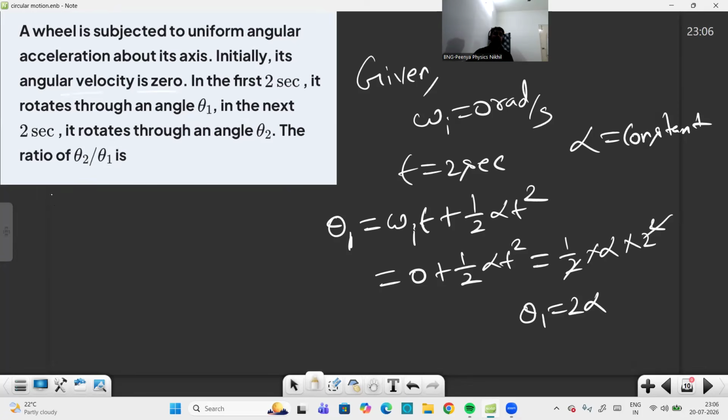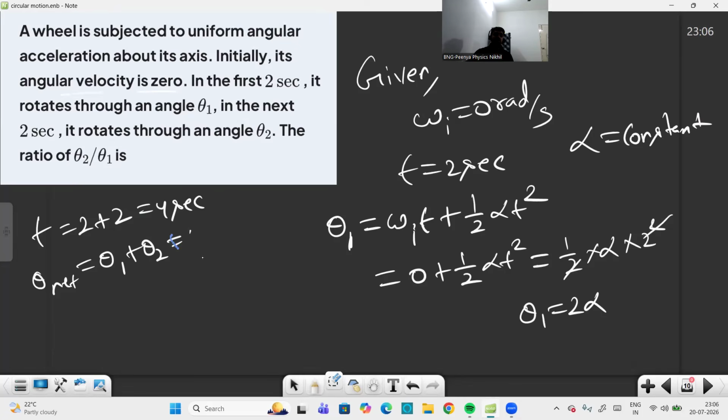Now it is going next 2 seconds. Means initial 2 and then next 2. Total time will become what? T total is 2 plus 2, which is 4 seconds. When total 4 seconds, then theta net is what? Theta 1 was initial angular displacement plus in next 2 seconds, it is given that it rotates to theta 2. So it is theta 1 plus theta 2. Total theta is theta 1 plus theta 2.